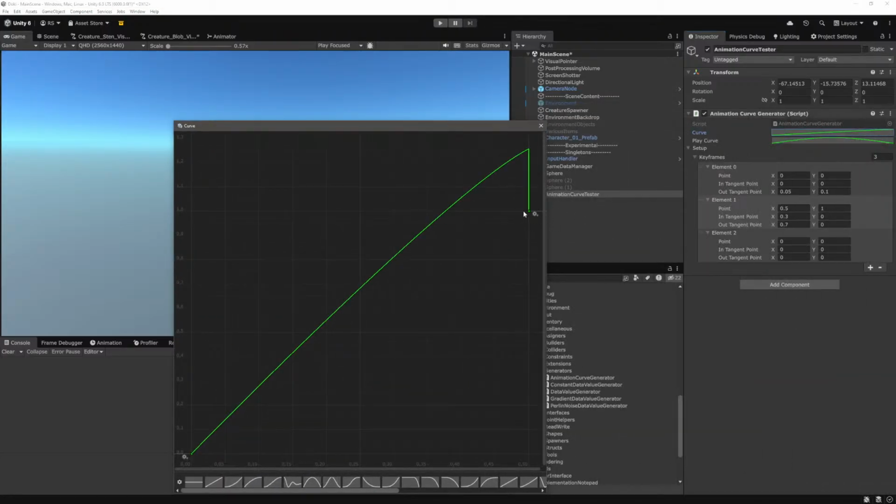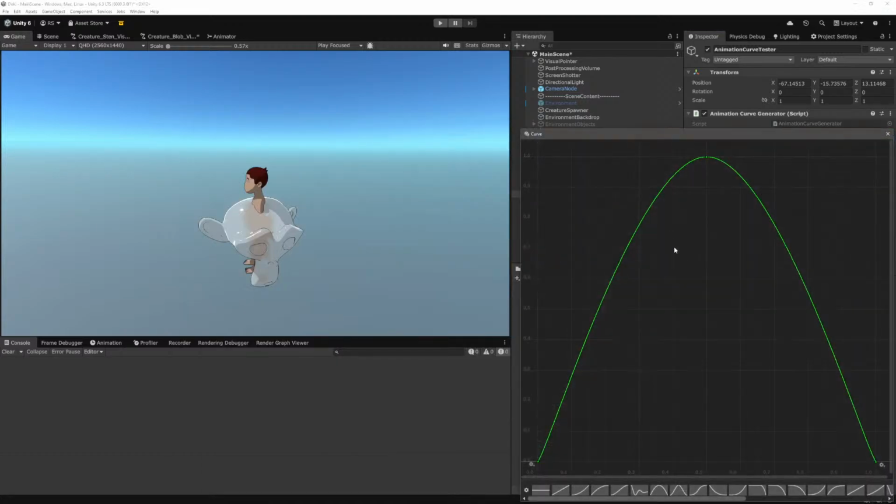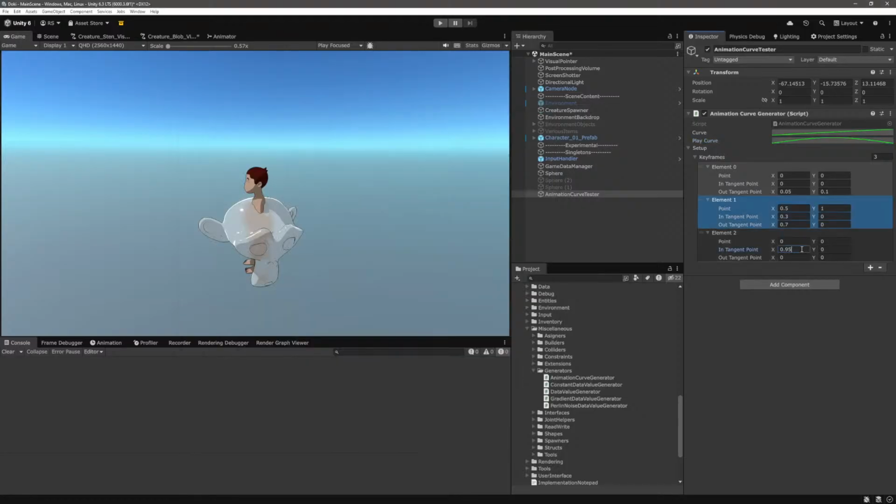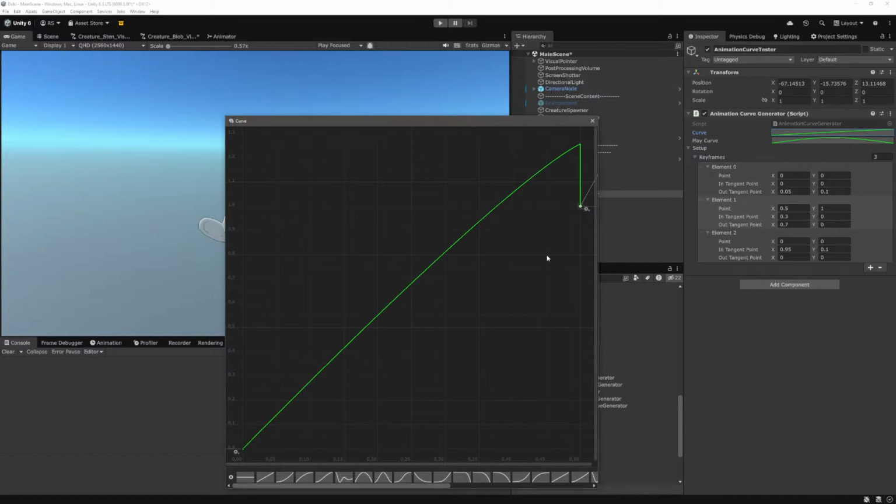I'm already seeing a little bit of a problem. That's okay. And then we have this one, which has out tangent is 0, 0, but in is 0.95, 0.1, right? 0.95, 0.1. And for some reason we get something like this.